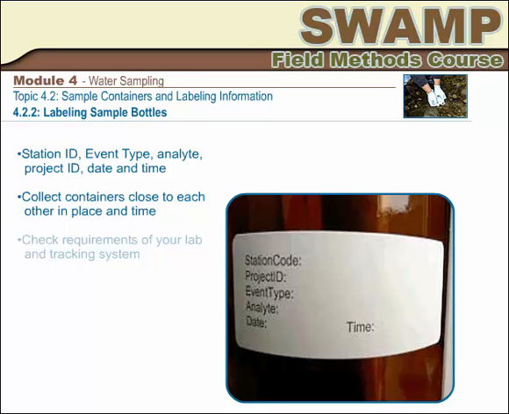If you are not delivering your samples to the SWAMP laboratories, check out the requirements of your lab and your data tracking system. At a minimum, record your own station ID, or sample ID if it includes the station already, as well as the sampling date and time on the label. Adding your initials is also helpful.